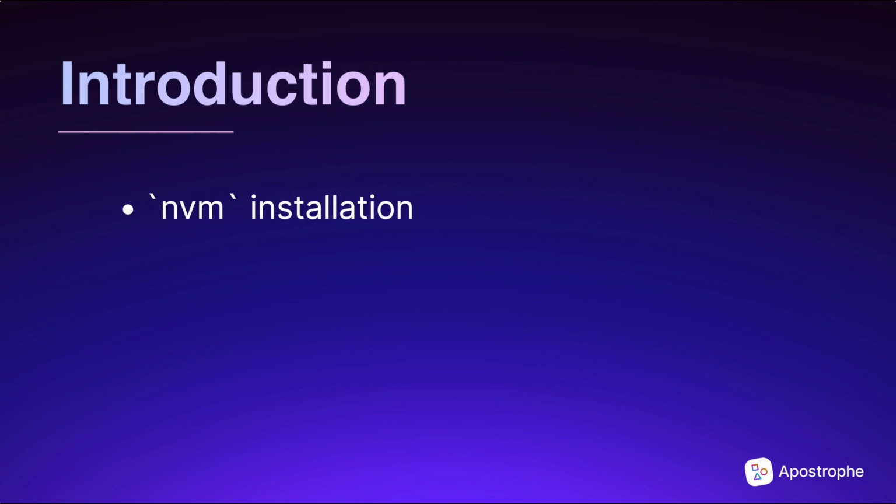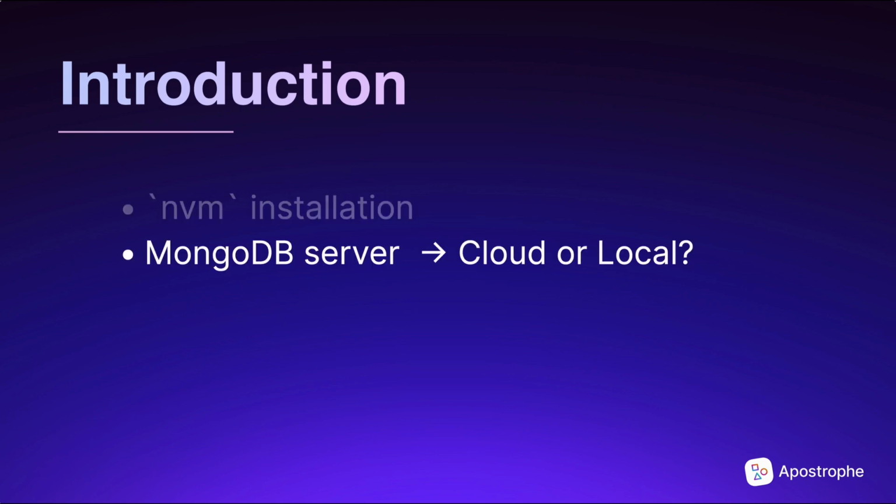We recommend that you install NVM, the Node version manager, to make installing and updating Node a little easier. You will also need to be able to connect your Apostrophe project to a MongoDB instance. The easiest way to accomplish this is through MongoDB Atlas, a hosted version of MongoDB. Taking this route means you don't have to install any additional software. However, you can also elect to install the MongoDB community server locally.